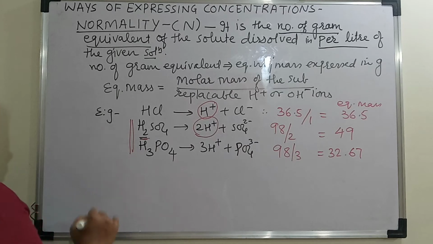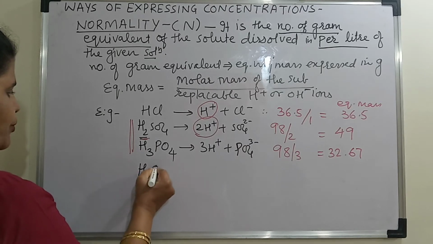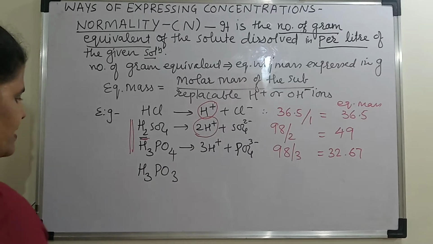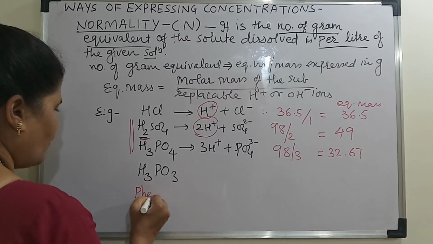For that, please check the video on how to draw the structures for oxo acids. Let me take one more example here, and that is H3PO3. What you call this is phosphonic acid. This is, students, phosphonic acid.